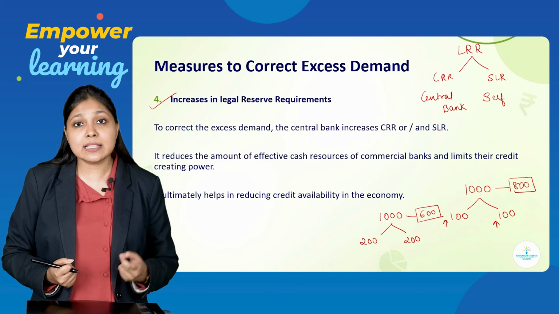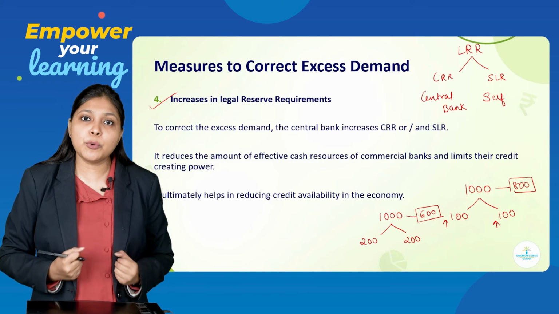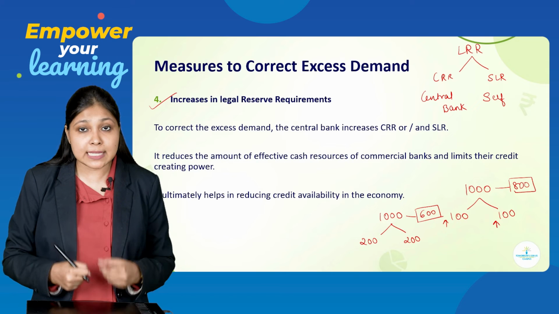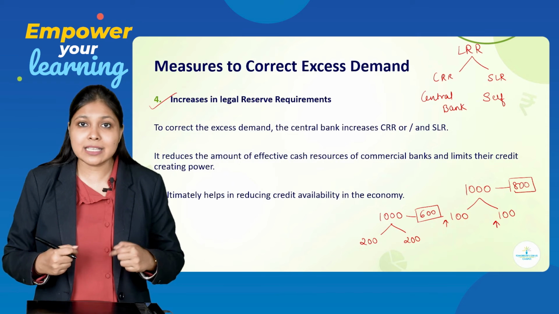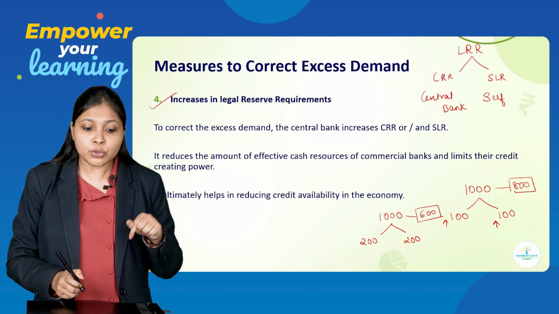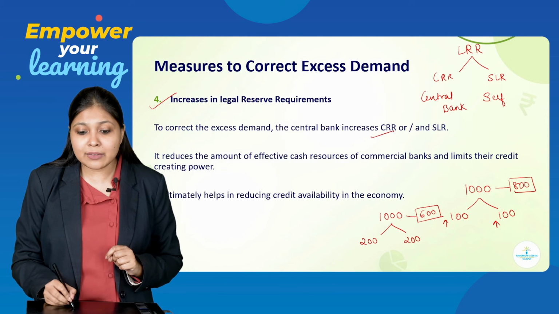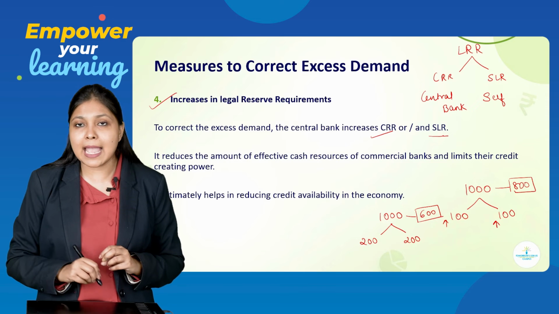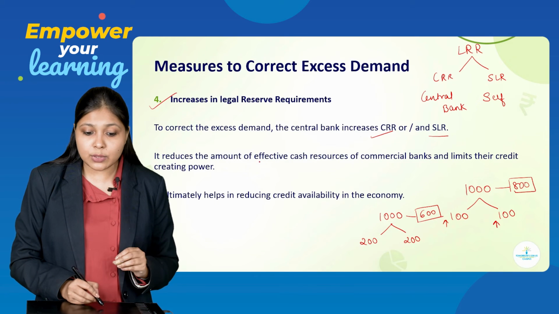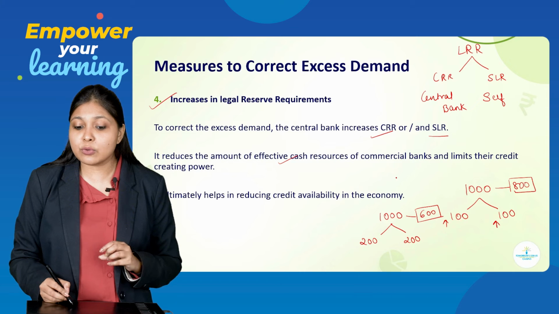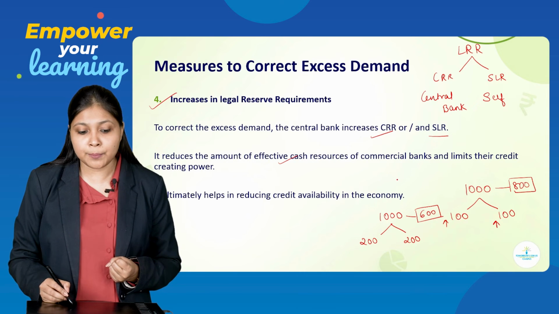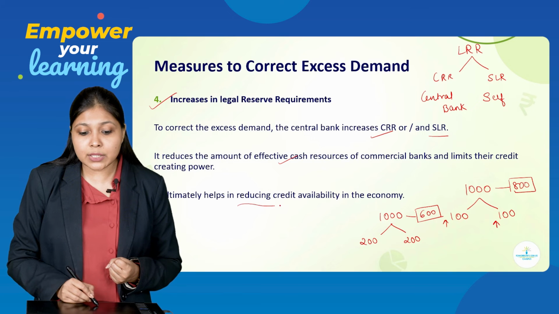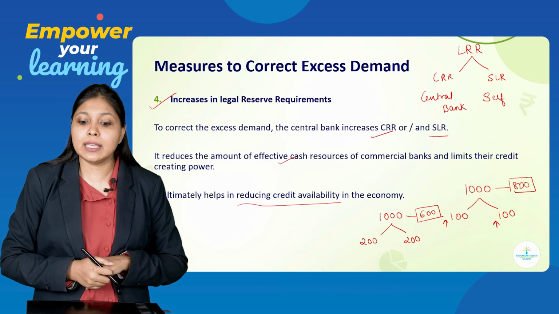Now RBI says that you have to keep a greater proportion of your deposits with yourself and a greater proportion of deposits with our bank, that is, with the central bank. So to correct excess demand, the central bank will again increase CRR and SLR. It reduces the amount of effective cash resources of commercial banks and limits their credit creating power. It ultimately helps in reducing credit availability in the economy.